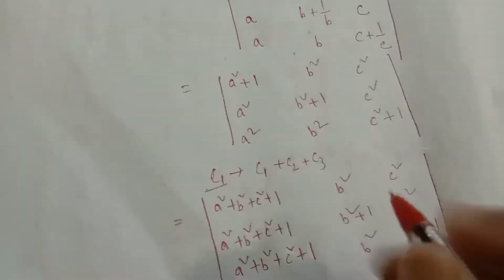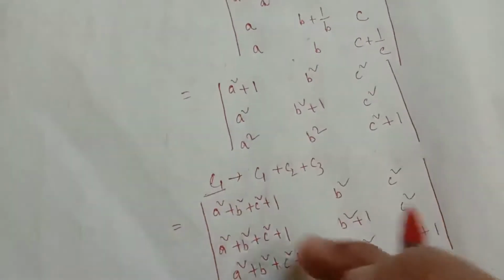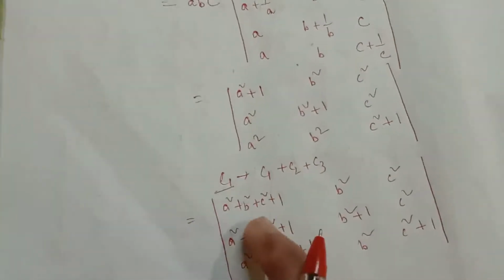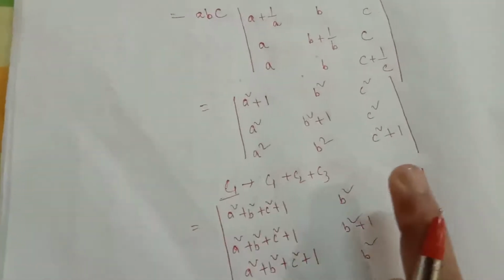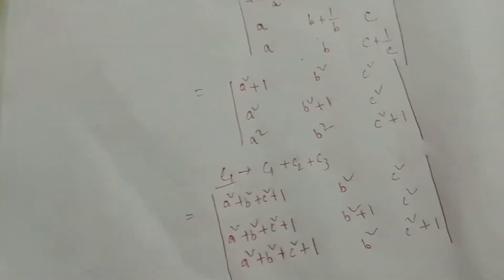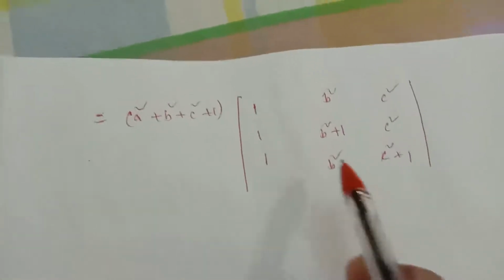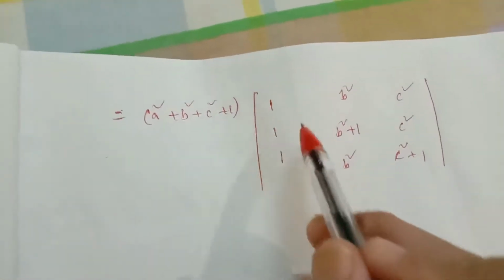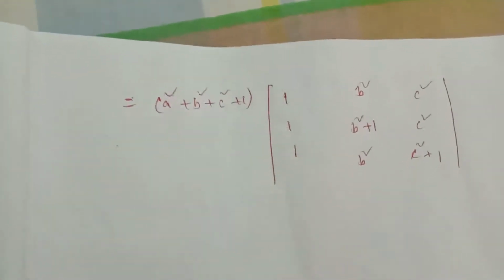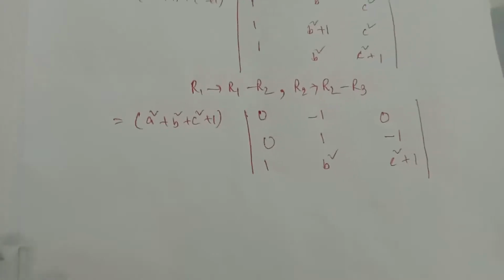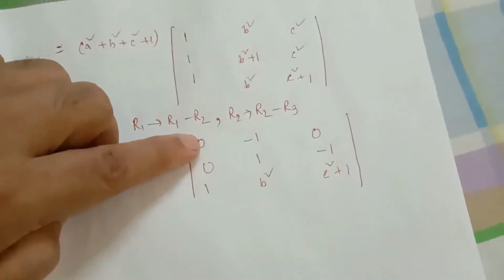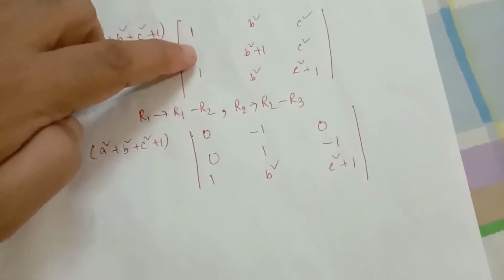Now we can take a square plus b square plus c square plus 1 common. This will become 1, 1, 1. These two will remain unchanged. Now it is very easy to bring zeros in the determinant. R1 minus R2, this 1 minus 1 will give us 0, and similarly R2 minus R3 will give us another 0. So replacing R1 by R1 minus R2, we get this, and again replacing R2 by R2 minus R3, we get this.